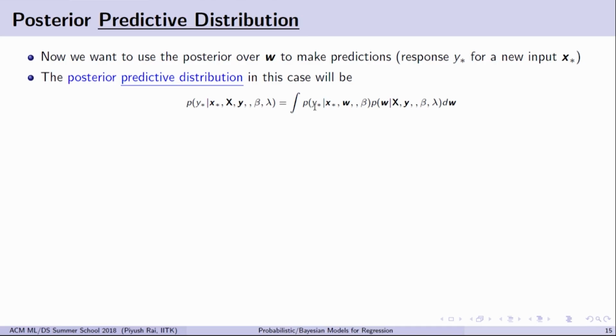Okay, so we can always compute P of Y star given X star, comma W, comma beta. Okay, this is nothing but a Gaussian distribution, right? Our likelihood model already says that this is a Gaussian distribution. The second term is a posterior distribution, right? Which we have already computed. We already have the expression for this posterior distribution. But the important thing here is that we are not making this prediction using a single W, but we are actually making this using every possible W and averaging over all these possibilities.